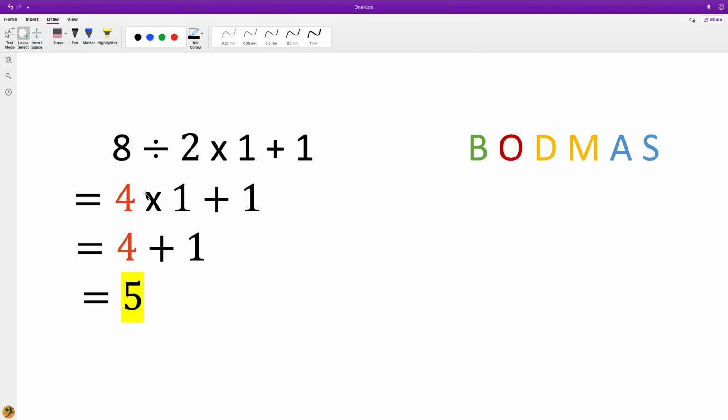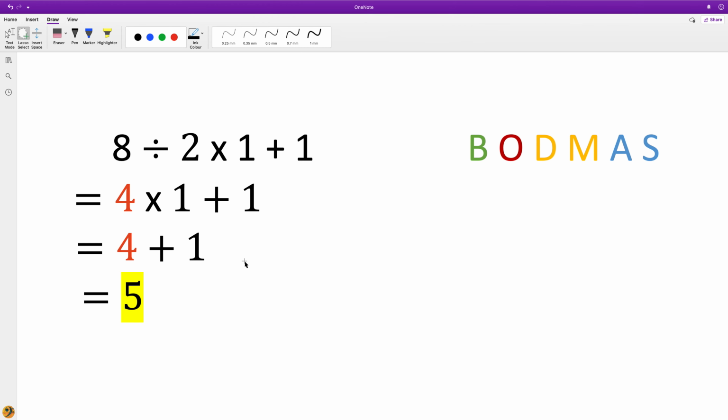All right, now once again, we have a look at this and we can see we've got a multiplication and an addition. According to BODMAS rules, the multiplication is a higher rank and is done before any additions. So therefore the next step is to evaluate this part of the operation. 4 times 1 is 4. And then we write out the rest of the operation plus 1. So it's 4 plus 1. And then we just simply do 4 plus 1 to get 5.